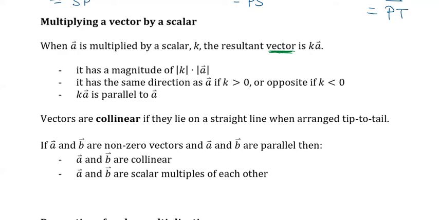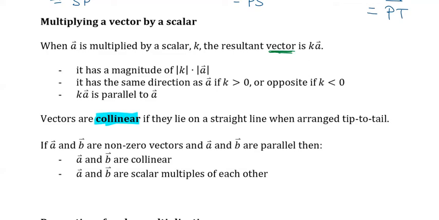Collinear means they would be on a straight line if we arrange them from tip to tail. And again, this is because parallels don't exist in a particular position. So even if you've drawn them separate, if they have the same or opposite direction, they're parallel, they are collinear. Okay? Important definition. If A and B are non-zero vectors, so they both have a magnitude that's not 0, and A and B are parallel, then they are collinear and they are scalar multiples of each other.